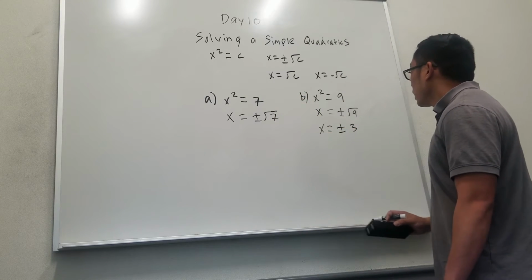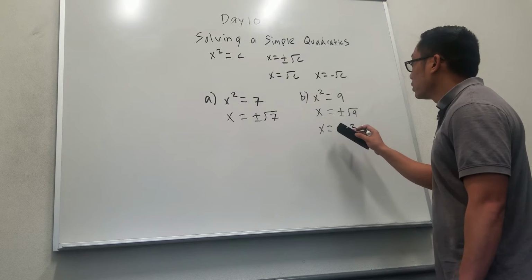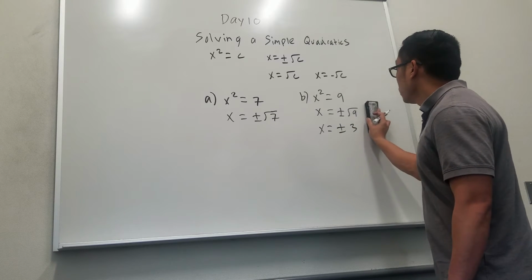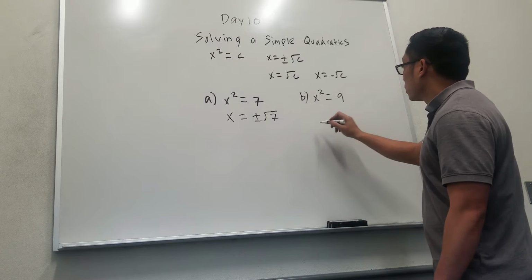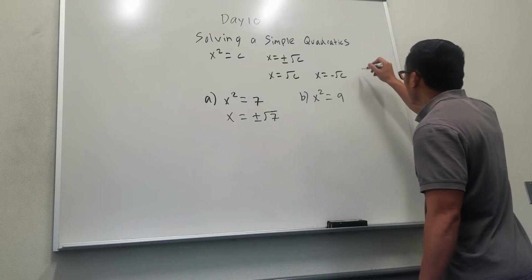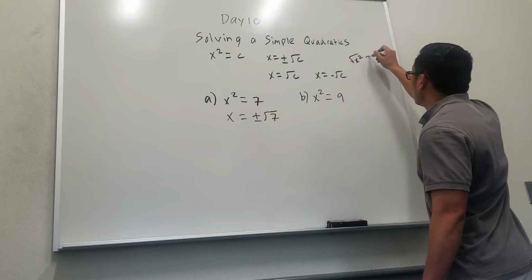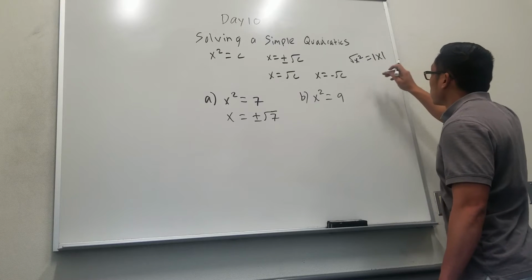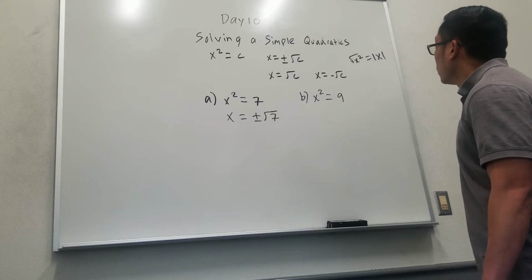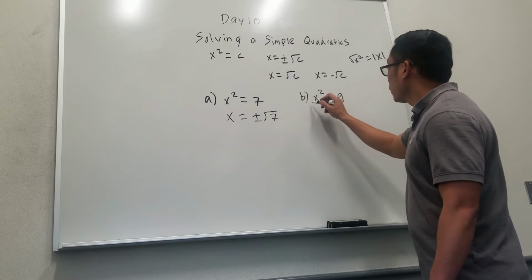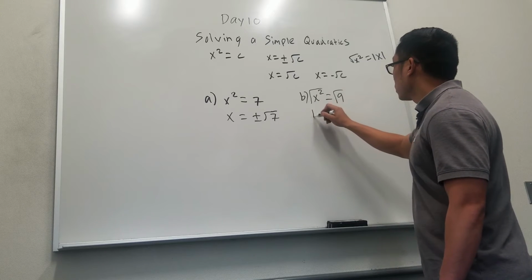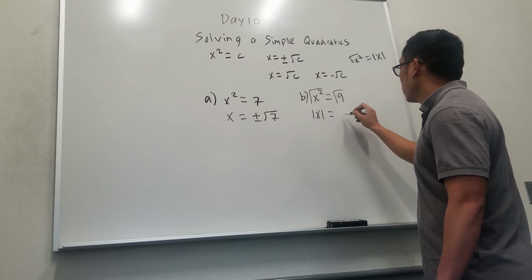So how do I get this? A lot of students, a common mistake, they forget the plus or minus applying this idea. The reason why is because of this. Square root of x squared is equal to absolute value of x. And a lot of teachers don't teach that. So if I do the same thing, if I take the square root of both sides, I get absolute value of x is equal to square root of 9.